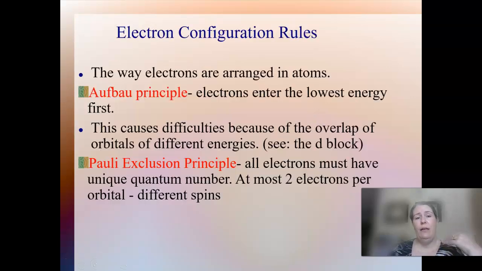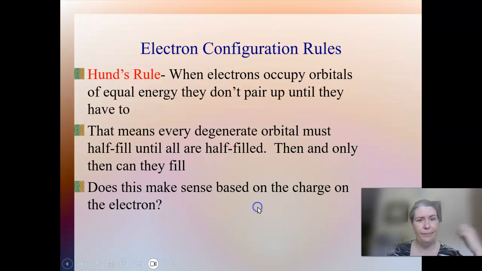So these electron configuration rules are important that we know. The Aufbau principle, electrons are lazy, lowest energy orbital first. This is where we have some difficulties because of the overlap of energies between some different orbitals. We're trying to get to the lowest energy atom. The Pauli exclusion principle is that principle that every electron must have a unique quantum number, at most 2 per orbital. 1 up, 1 down. That's the spin quantum number. It's not really spinning, but it's a way to think about this weird quantum effect.